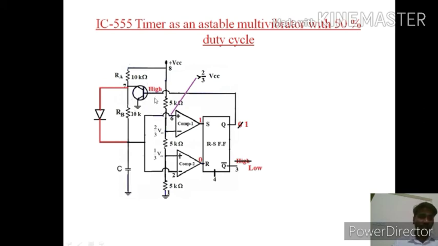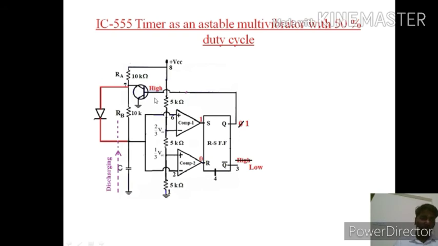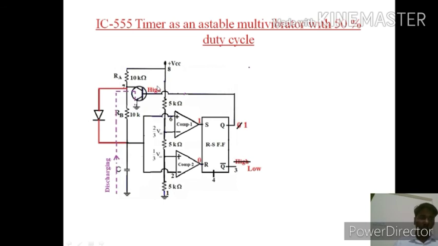As the base of the transistor becomes high, base emitter becomes forward bias, and now this transistor will start conducting. As soon as this transistor starts conducting, the capacitor will start discharging. While discharging, it could discharge through RB and through the diode. But since the reverse biased diode has very high resistance, discharging will happen through RB only and then through the transistor. So this is the discharging path of the capacitor.